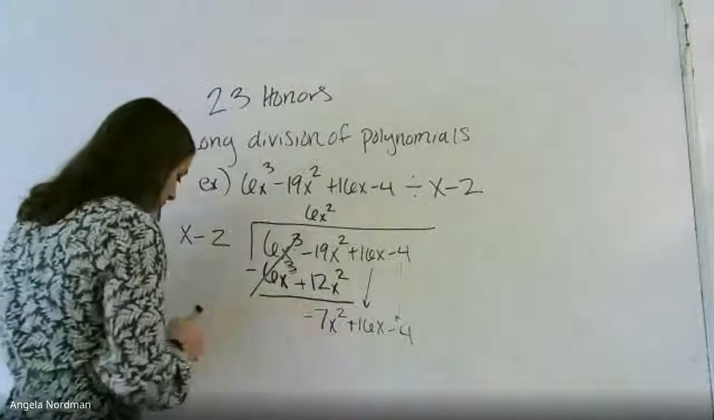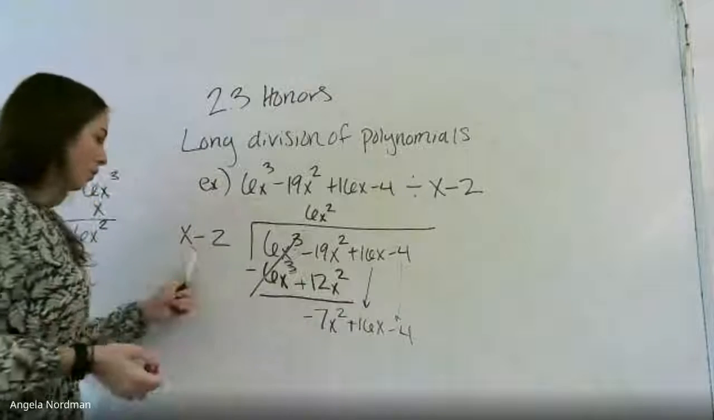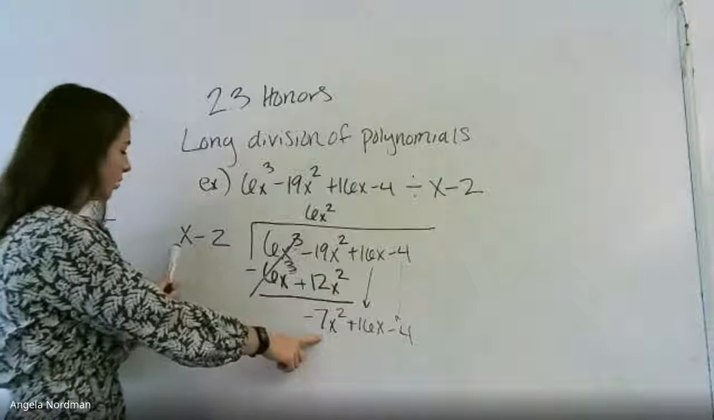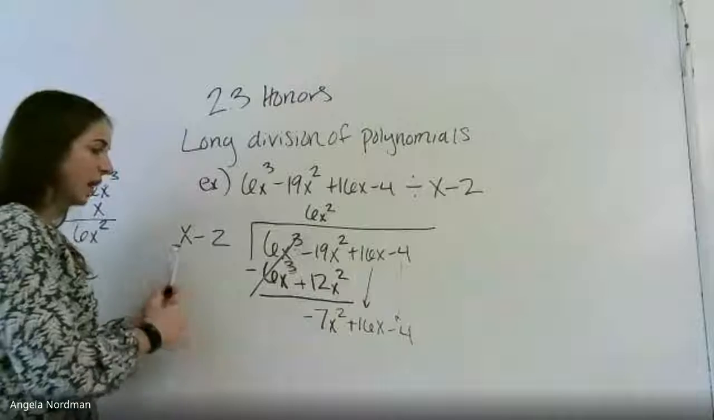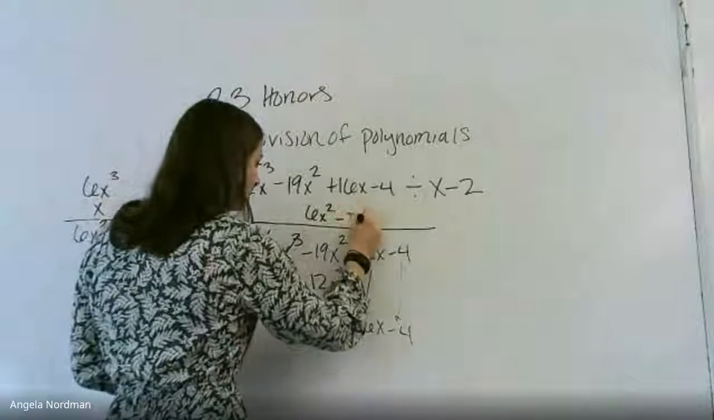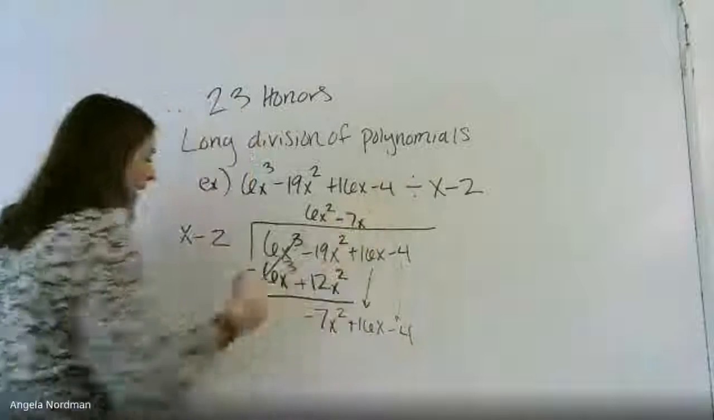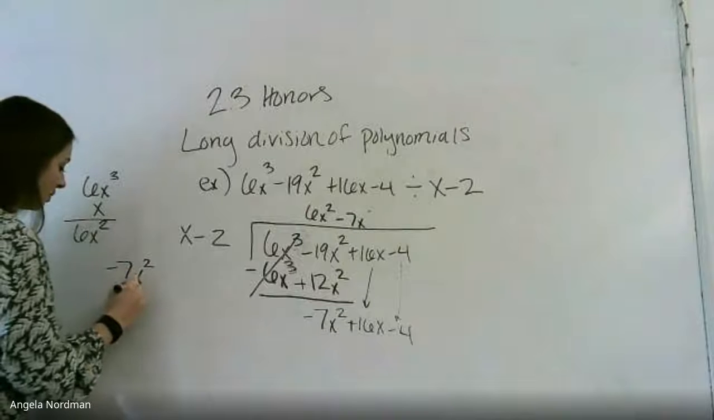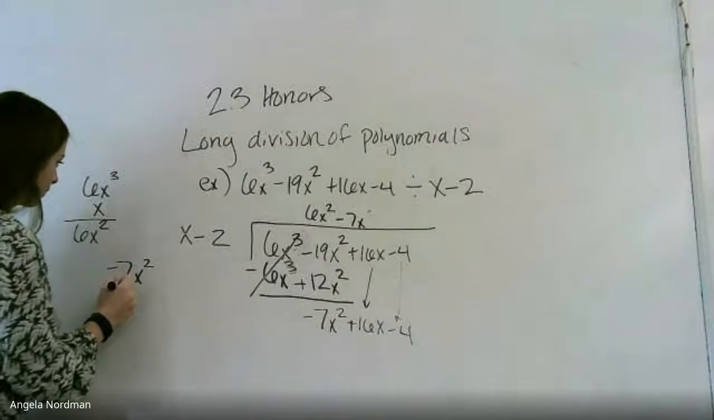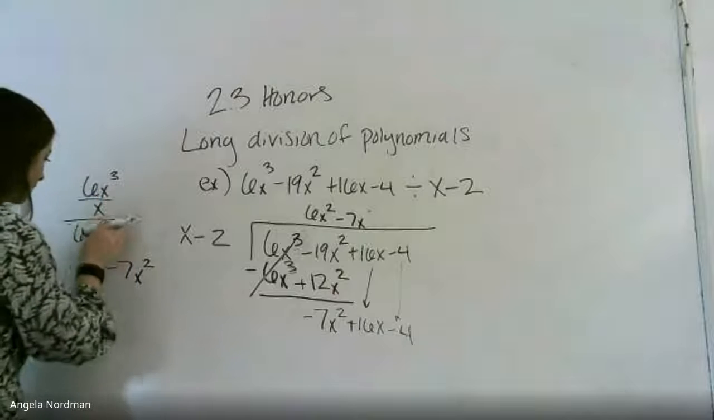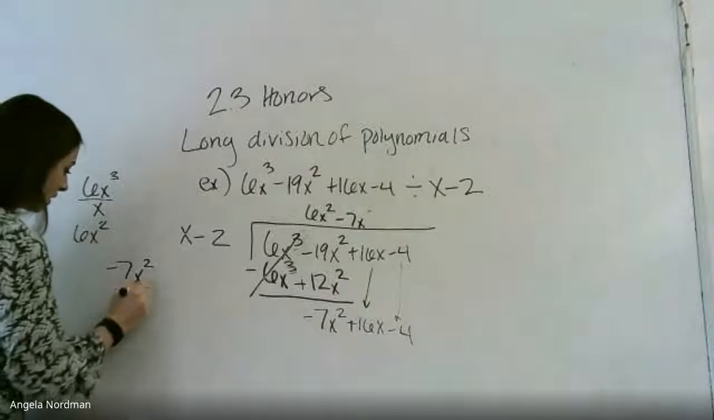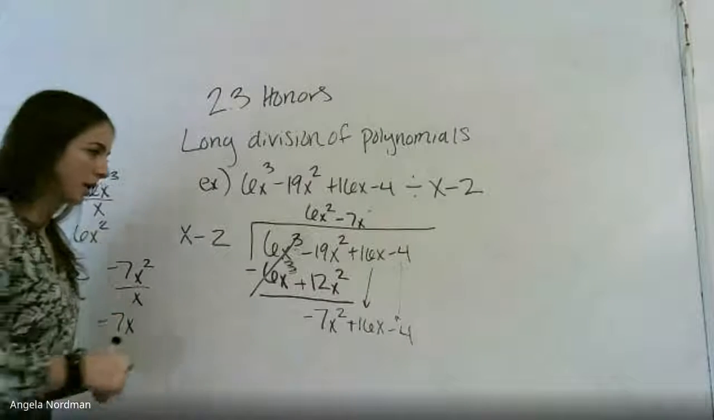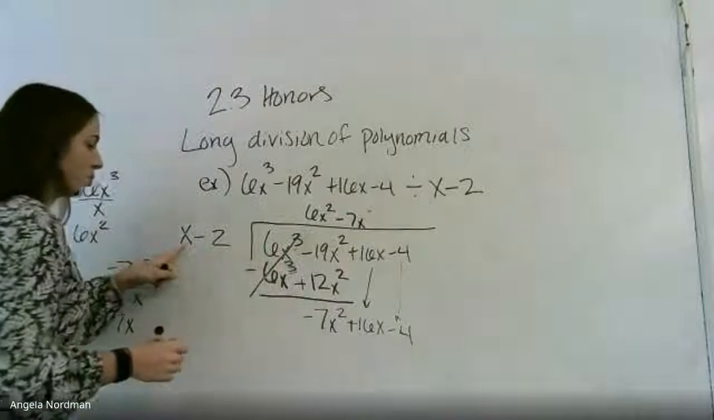So I do this process over again, where I say, what number will multiply by x to give me negative 7x squared? If I multiply this by a negative 7x, that will do just that for me. Again, you could have brought this over to the side and said negative 7x squared divided by x. That gives me negative 7x. So that's how you're thinking about this. That's more than okay. Now I go back through and I do the multiplication.